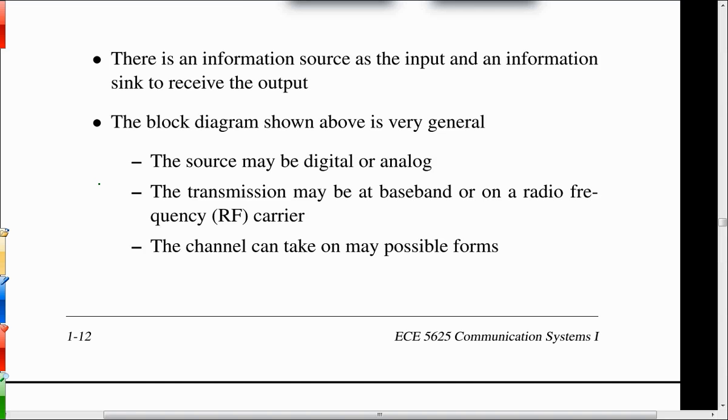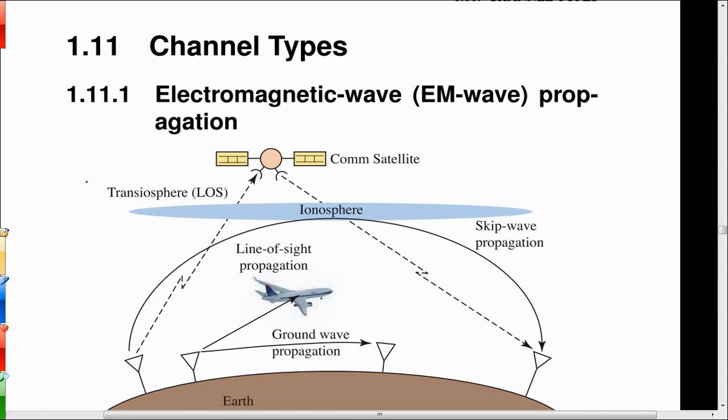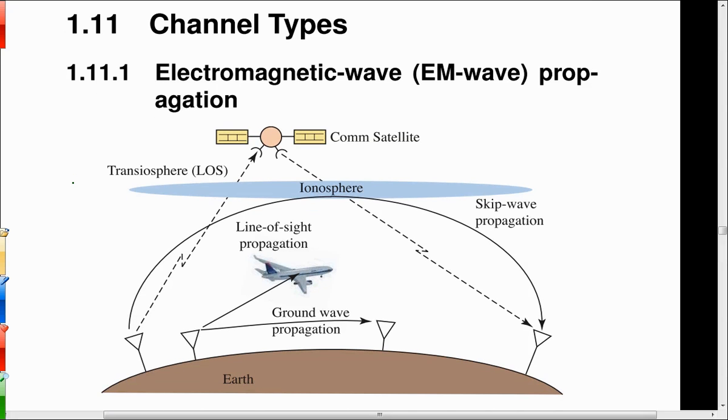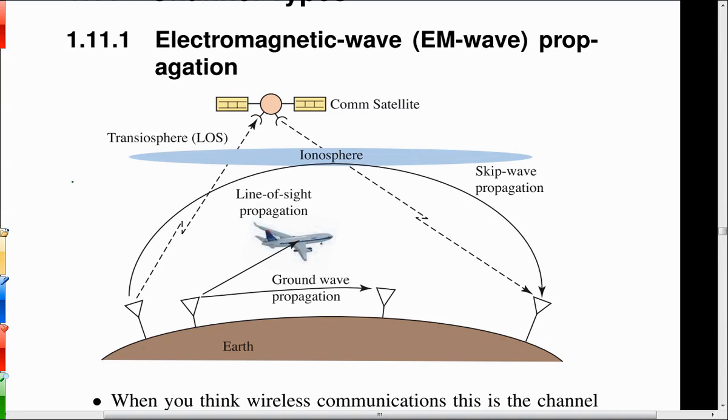So the next thing I'm going to talk about briefly is the channel. So the channel is one of many forms. Probably the most dominant type of channel in that block diagram is the straight free space propagation channel, or EM wave propagation. And this is a picture that appears in the book. It's just showing you three dominant forms of free space propagation. One type is SATCOM, which is trans-ionosphere, meaning that signals are passing through the ionosphere.